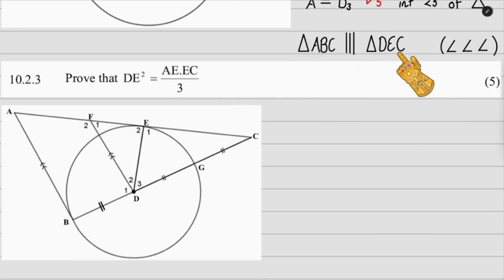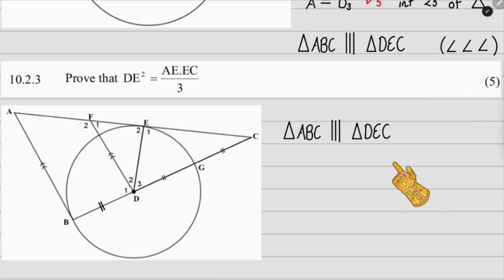Remember from the previous question we proved that these two triangles are similar. So with that we can extract ratios from them. When I extract ratios, I just copy paste the statement, and then I do what I call the smiley face method. So I draw a smiley face over both of these things like so. And now I can extract my ratios quite a lot more easily.